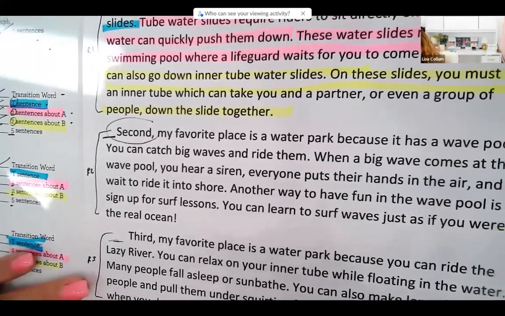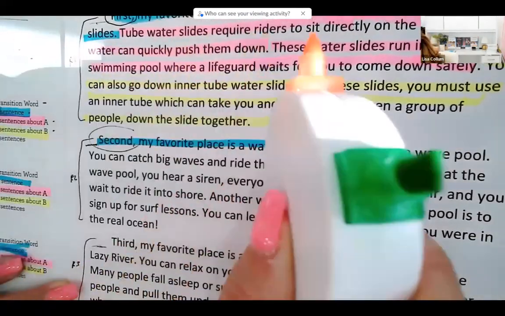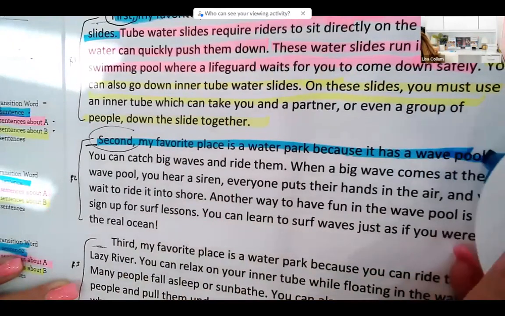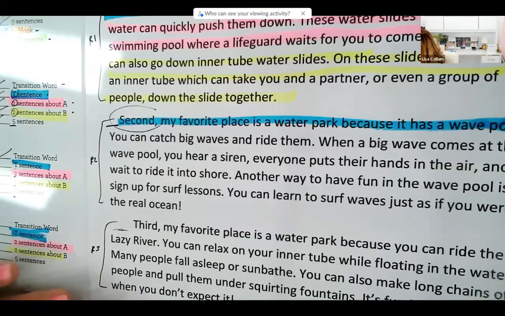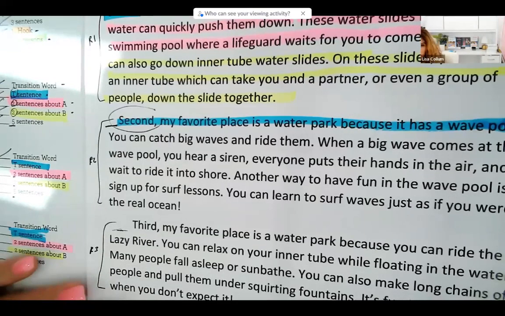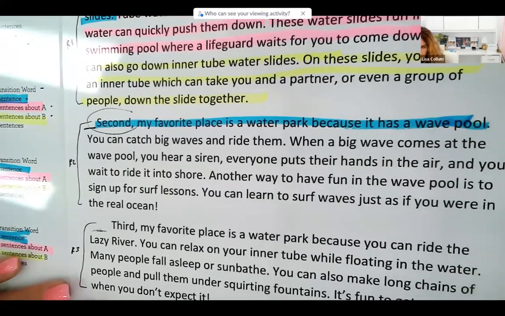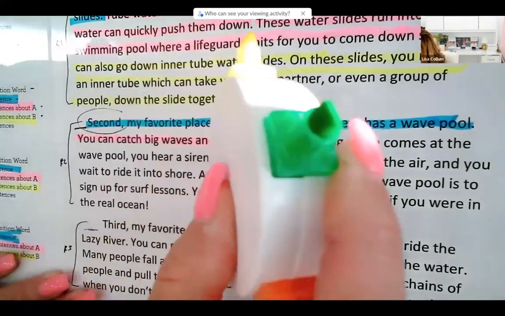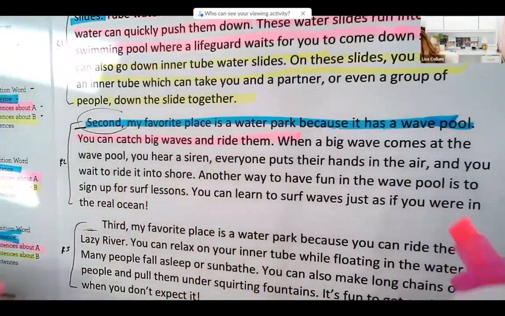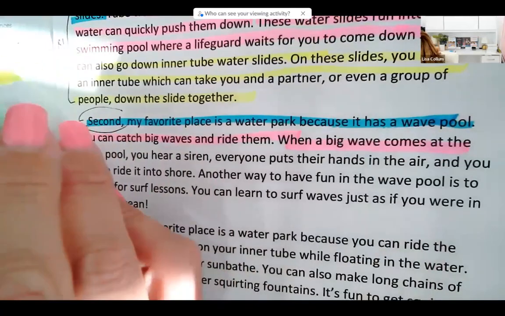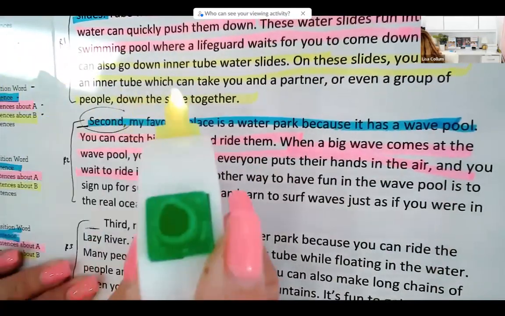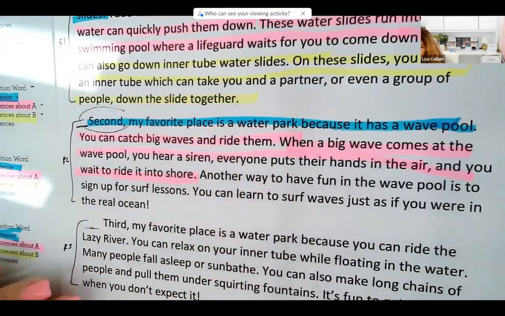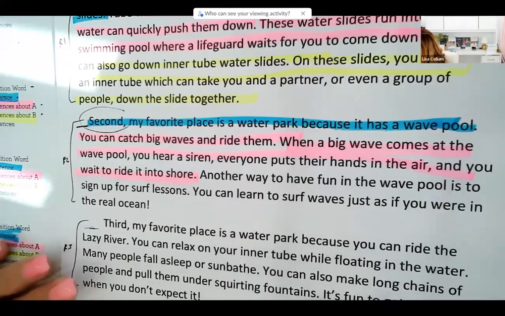I said, my favorite place is a water park because it has a wave pool. That's my T sentence. Then I wrote 2 sentences about A, which is big waves. So I said, you can catch big waves and ride them. That's 1. When a big wave comes at the wave pool, you hear a siren. Everyone puts their hands in the air and you wait to ride it into shore. That's 2.